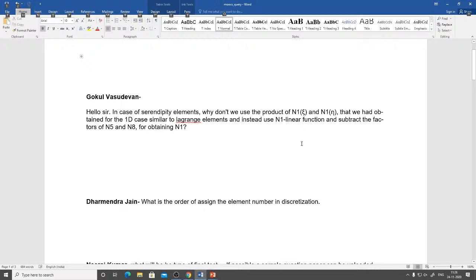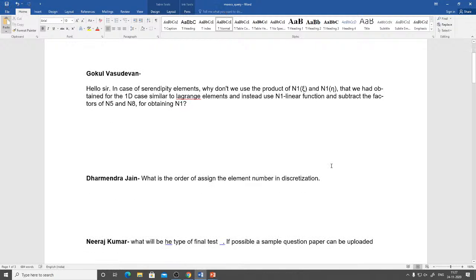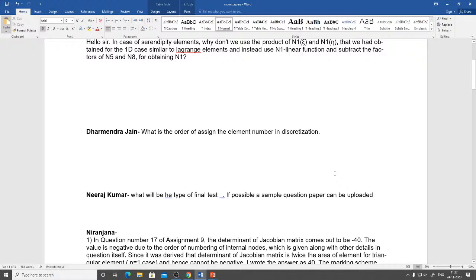Dharmendra Jain actually raised some question, but I didn't understand. Order of assign the element numbers. I think the question is incomplete, so I will just avoid that.